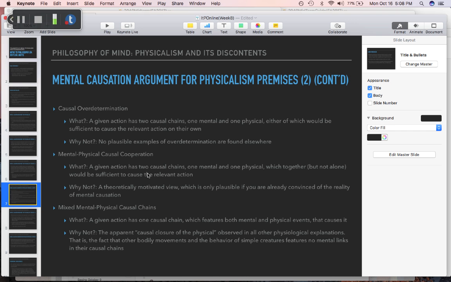And then I mentioned earlier eliminative materialism. Eliminative materialism goes one step further and says these mental ways of talking are actually gibberish and make no sense.